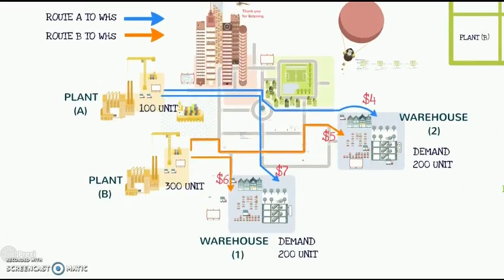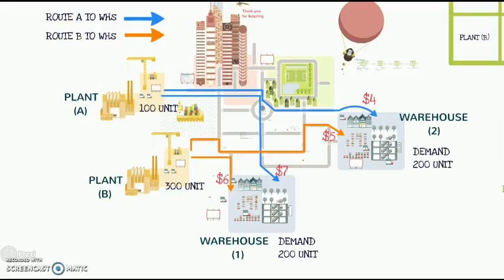As you can see in the following picture, this is a typical transportation problem. You can see on the left side, 2 plants. Plant A has a production capacity of 100 units. Plant B has a production capacity of 300 units. On the right side, 2 warehouses. Warehouse 1 has a demand of 200 units. Warehouse 2 has a demand of 200 units.